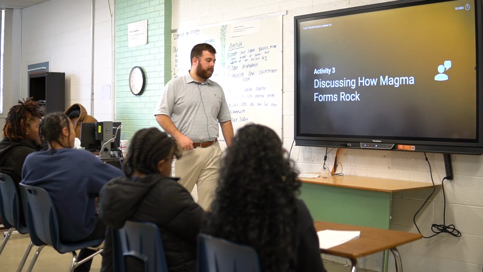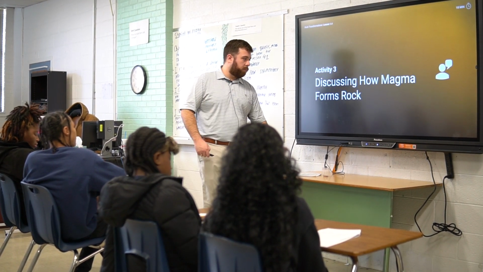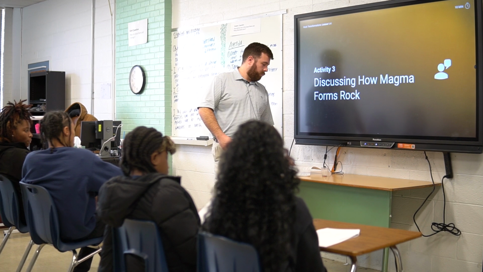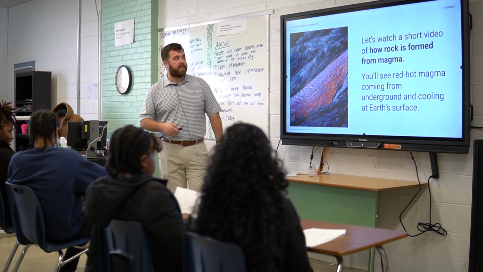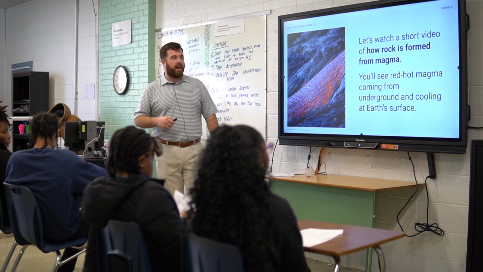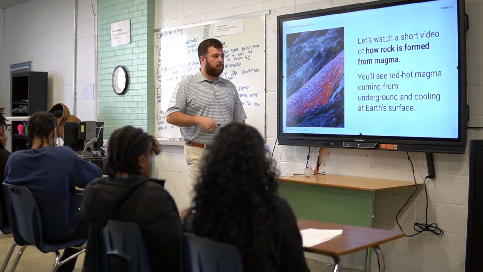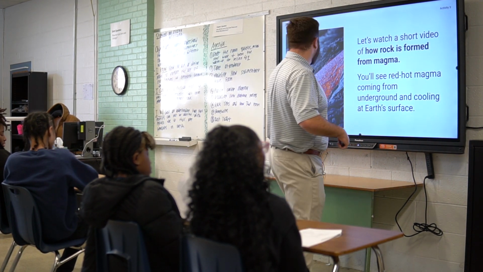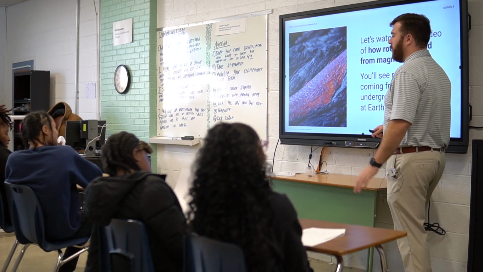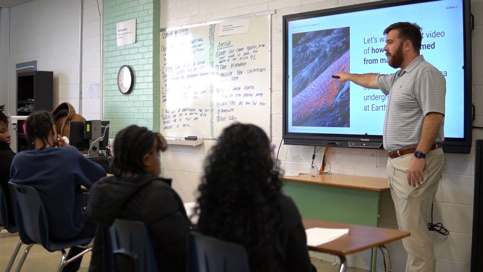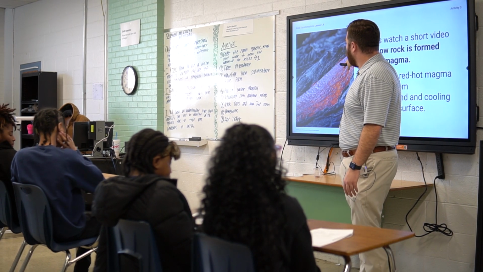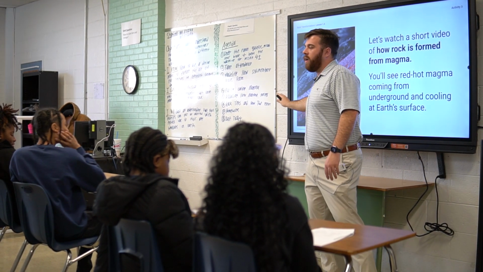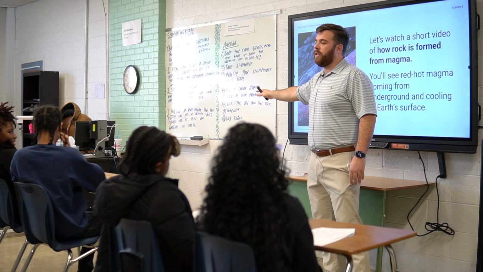So now we're going to be discussing how magma forms rock. Okay. So we're going to watch a short video of how rock is formed from magma. You'll see red hot magma coming from underground and cooling at Earth's surface. So when it comes out of the ground, it looks mainly like this, right? It's very hot. Okay. But what do you notice when it goes from here to further down? The change in color.